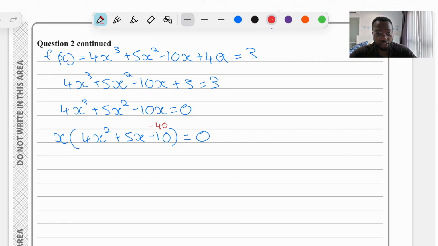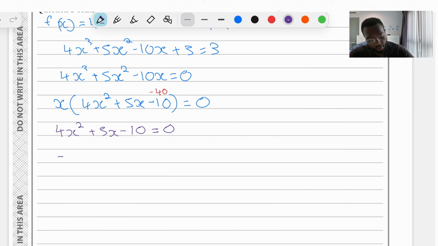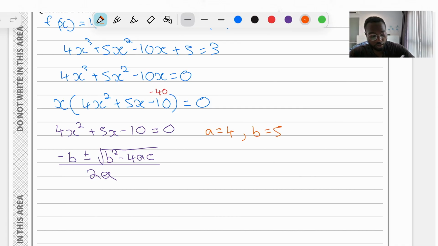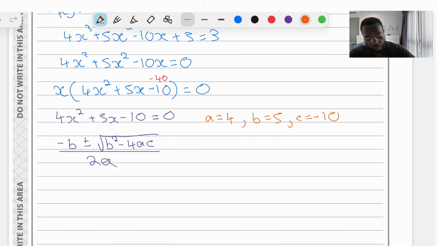So we will have to use the quadratic formula or completing the square, any one you want to do. So in this case, I will use the quadratic formula on the 4x squared plus 5x minus 10. So the quadratic formula is minus b plus or minus the square root of b squared minus 4ac, and that is over 2a. And now we can put in our values. So for us, we have a is equal to 4, b is equal to 5, and then c is equal to minus 10. So let's put all those values in over here.